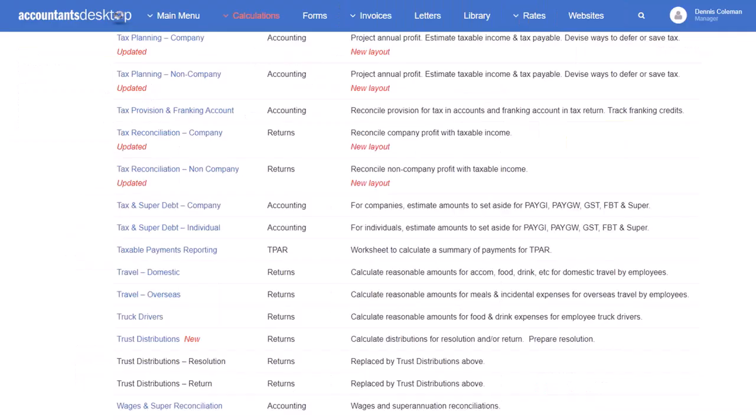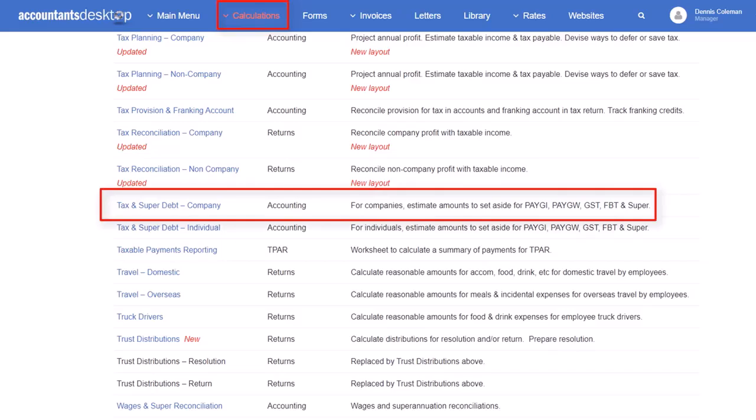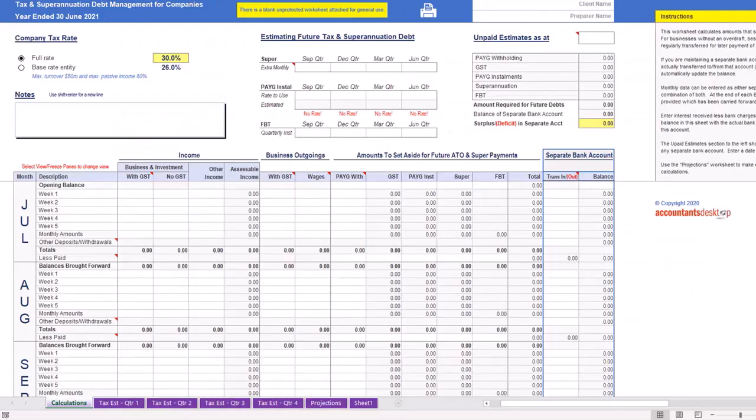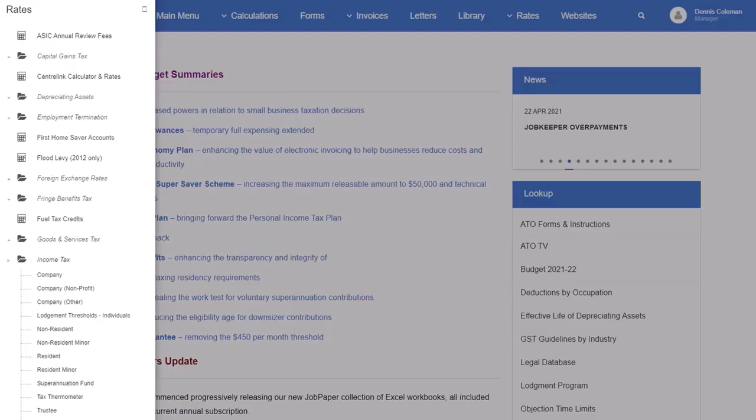He receives a call from a client who has problems managing his company's cash flow. Roger sets up a worksheet from the template Calculations, Tax and Super Debt, Company, which will allow his client to set amounts aside on a weekly basis to cover future amounts payable for company tax, GST, PAYG withholding, FBT and superannuation guarantee payments. Next, he meets with the client for some tax planning.